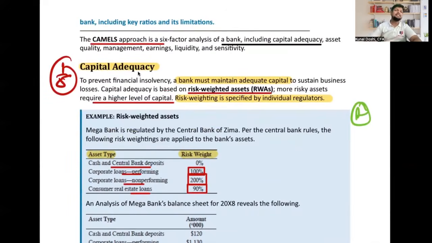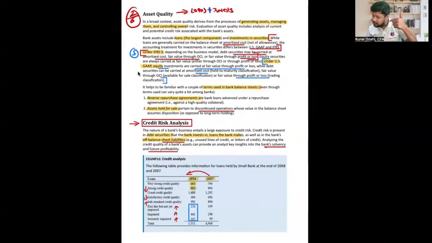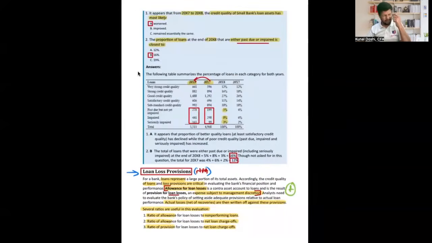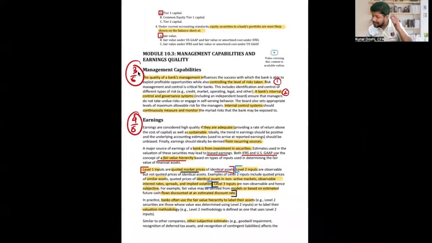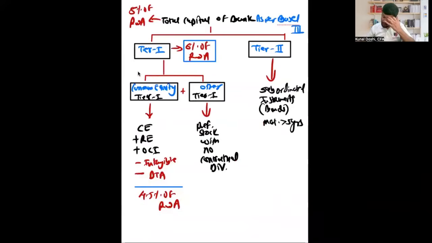Here, it is actually CAMELS, the six factor approach. CAMELS stands for capital adequacy, where we are going to calculate the ratios. Then asset quality, management quality, earnings quality, liquidity. L stands for liquidity and S for sensitivity. Of this, in capital adequacy, we are going to understand the minimum capital required, tier 1, tier 2. Then there is a question regarding the levels of earnings that we are going to discuss. And in liquidity, we have some calculation for the ratios. That is what the topic is all about.